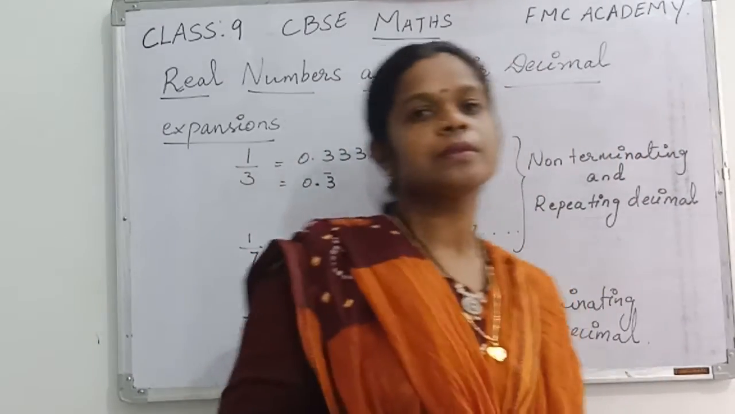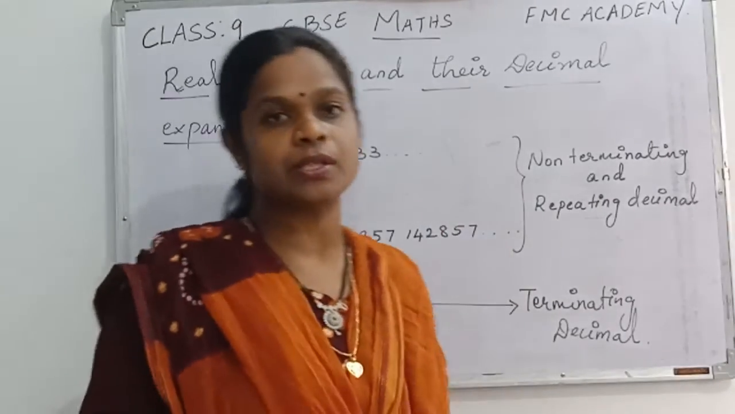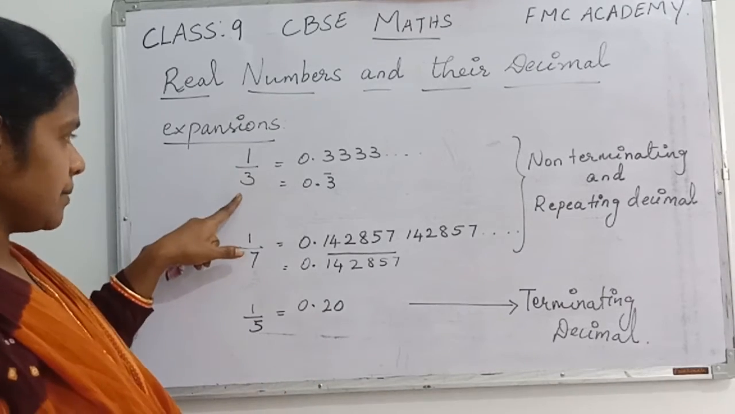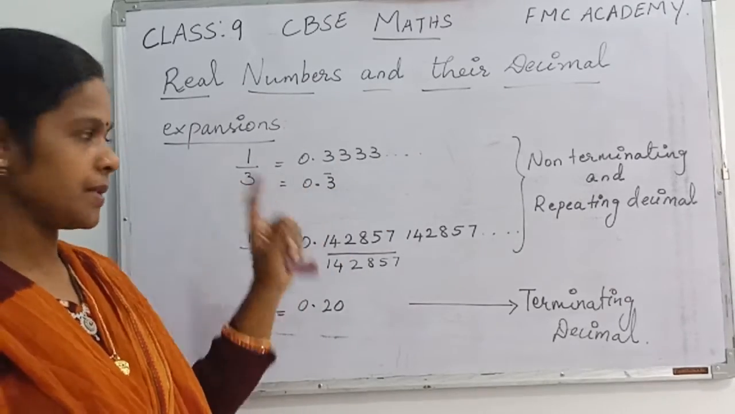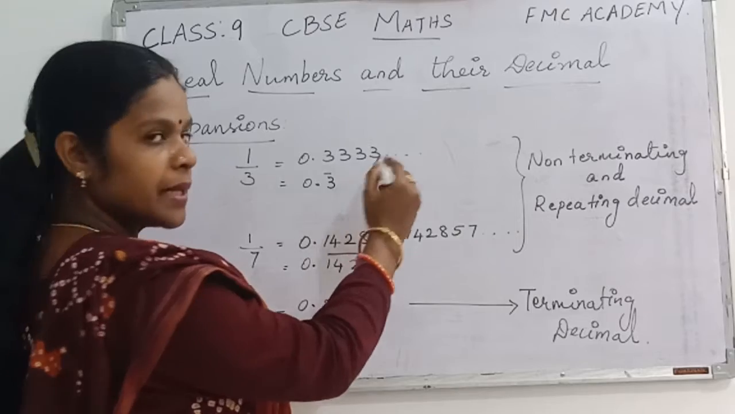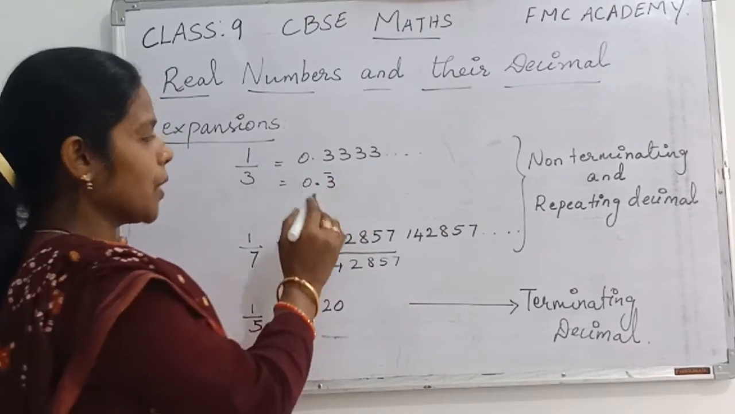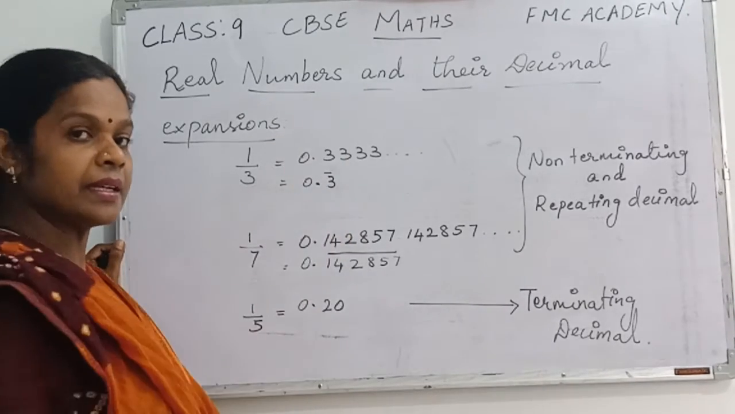Today in this video, I am going to explain about the real numbers and their decimal expansions. Some of the examples I have written here, like 1 by 3. If you divide this, you will get 0.3333 and so on to infinity. Instead of writing this many times, you can just write it only one time, 0.3 bar. What is the meaning of this? This 3 is repeating again and again, recurring.